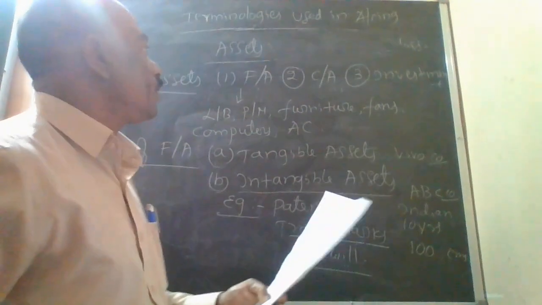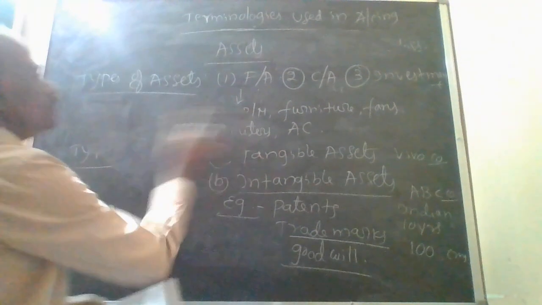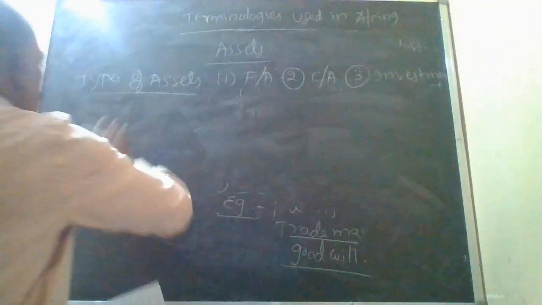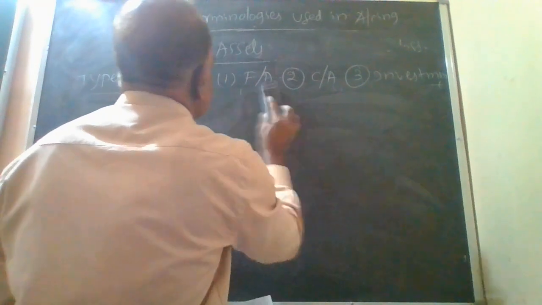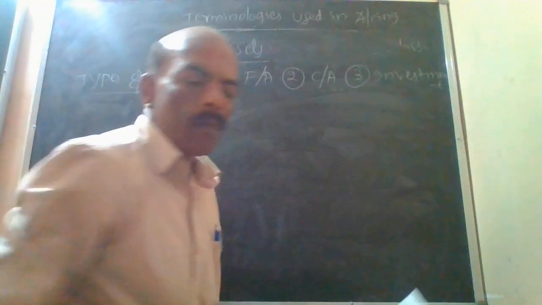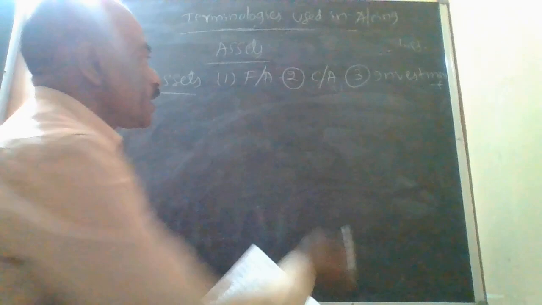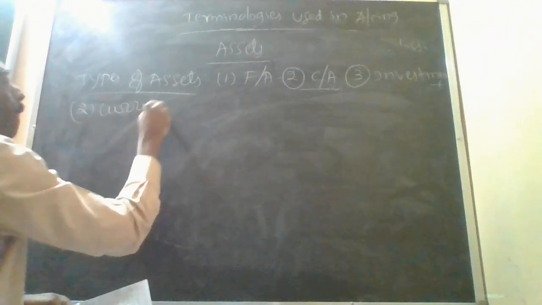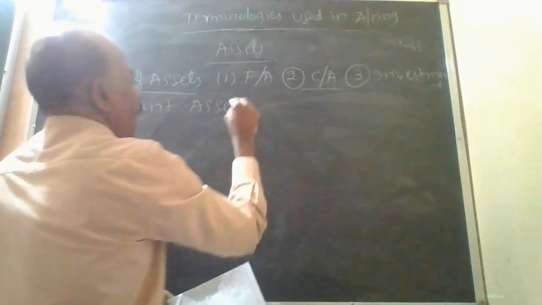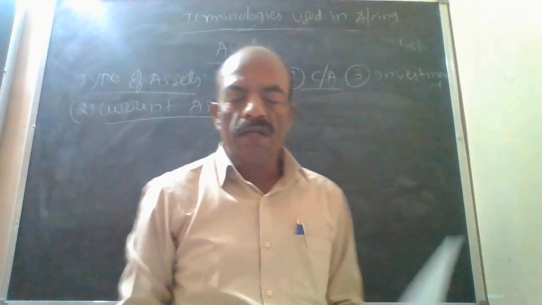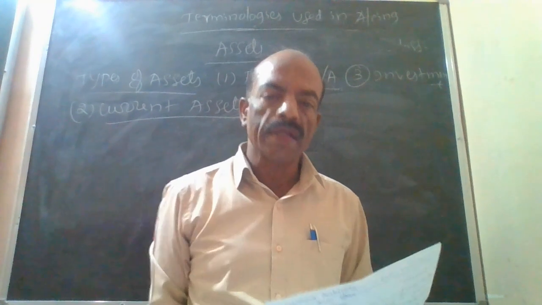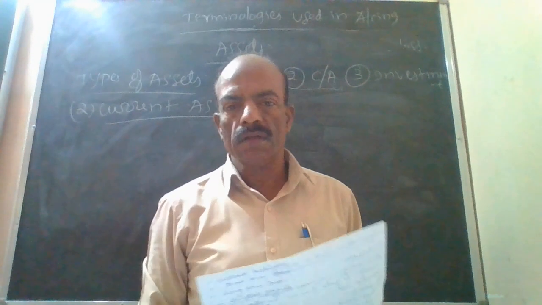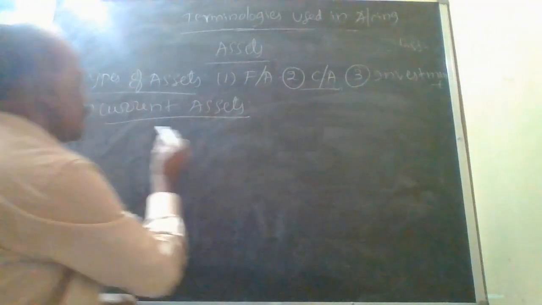So next we shall understand what the current assets are. Current asset is an asset which can be converted into cash within 1 year. Very simple. Current asset is an asset which can be converted into cash within 1 year. So what are those? First, some examples.